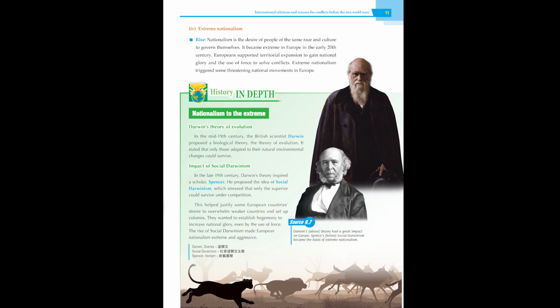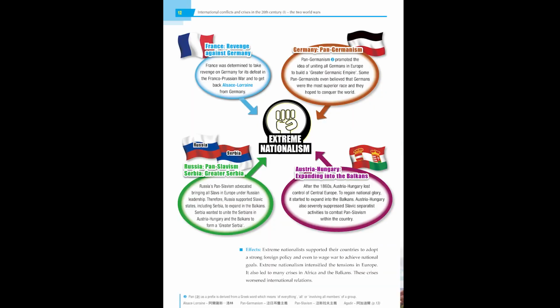Look at the source 9.7. Darwin's theory had a great impact on Europe. Spencer's social Darwinism became the basis of extreme nationalism. Effects. Extreme nationalists supported the countries to adopt a strong foreign policy and even to wage war to achieve national goals. Extreme nationalism intensified the tensions in Europe. It also led to many crises in Africa and the Balkans. These crises worsened international relations.